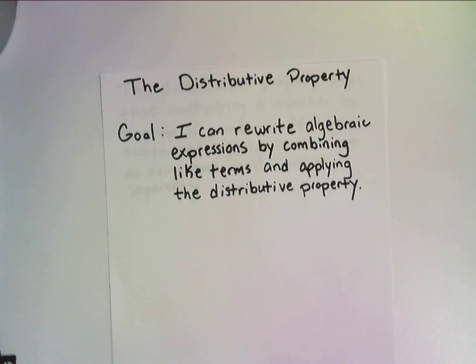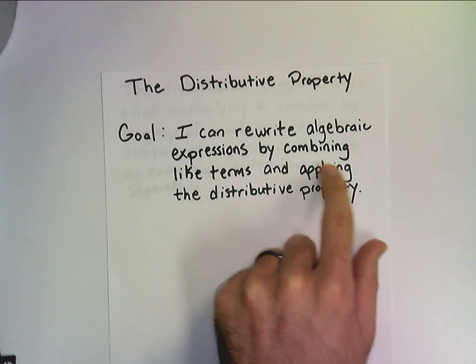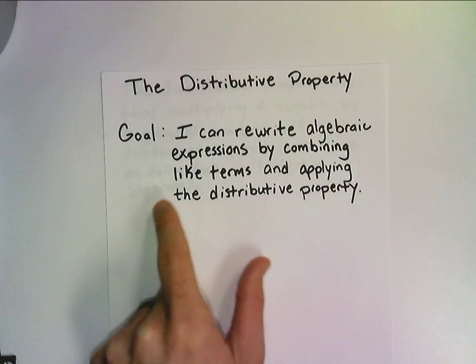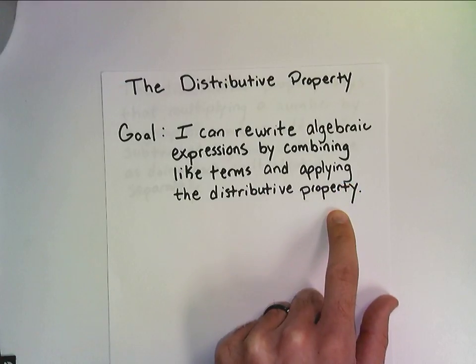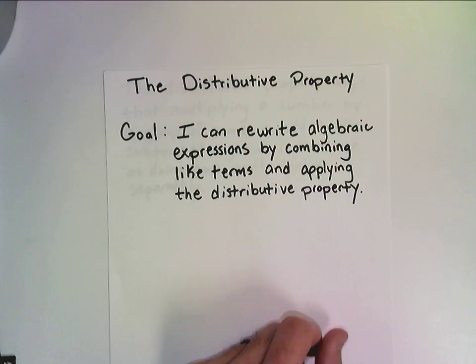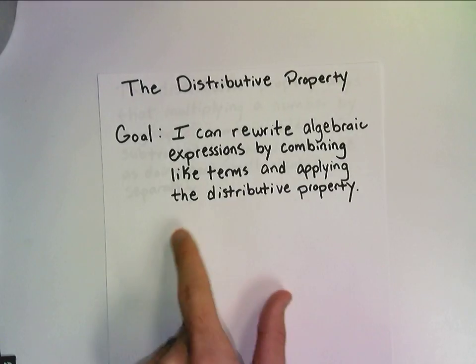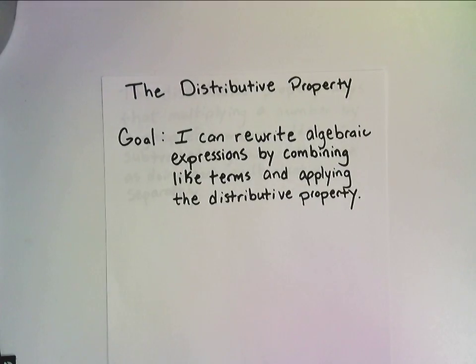Today's lesson is going to cover the distributive property, and our goal for today is going to be: I can rewrite algebraic expressions by combining like terms and applying the distributive property. So what we're doing in this lesson is building upon our combining like terms lesson, but at this point we're going to start incorporating the distributive property. So our I can statement is similar, but we've just added on applying the distributive property. So let's jump in.